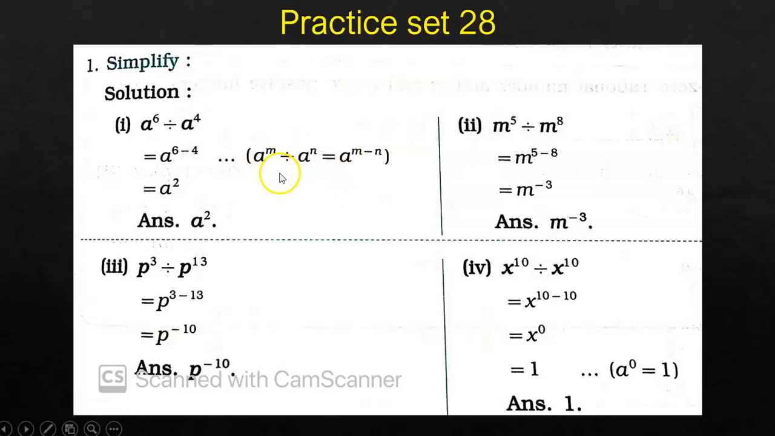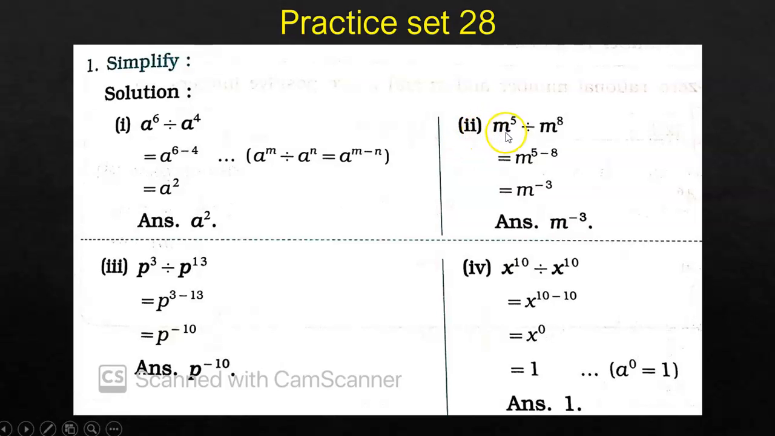And my dear students, while solving these sums, when you're using a particular law, please make it a habit. It is compulsory that you write the laws on the same line. See how this is written? Same way you have to write the laws. So, which law have I used? A raised to m divided by a raised to n is equal to a raised to m minus n. So, this is 6 minus 4 is 2. So, a raised to 2. That is my final answer.